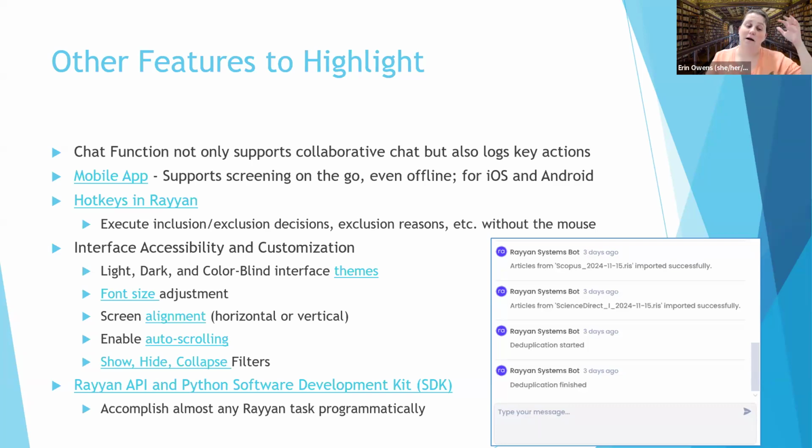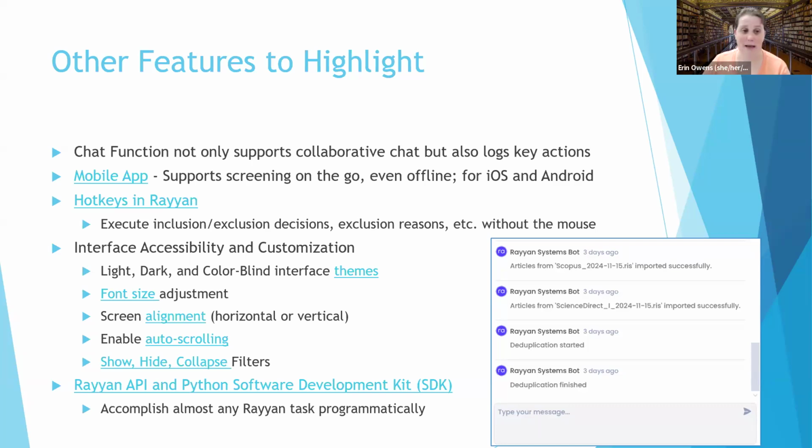So as we are uploading a new file of references or deleting a file of references or taking other big actions like that, it'll get logged in the chat. That gives us a little bit of a history of what we've done, what's been manipulated, so that if suddenly something looks weird, we could go back and look at that and see if maybe we made a mistake. Maybe we accidentally deleted a file of citations.